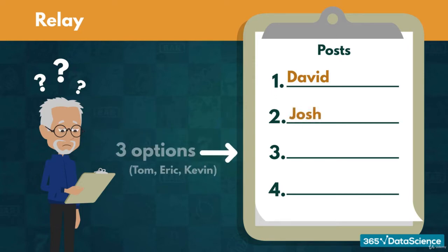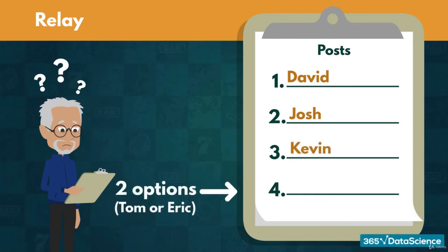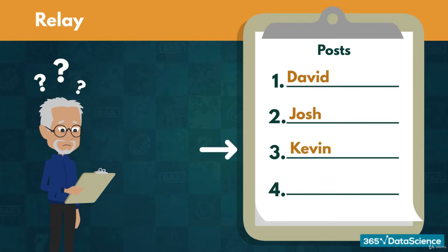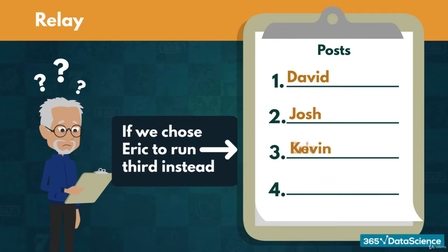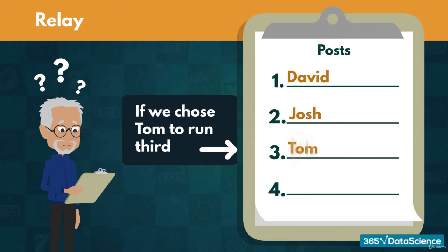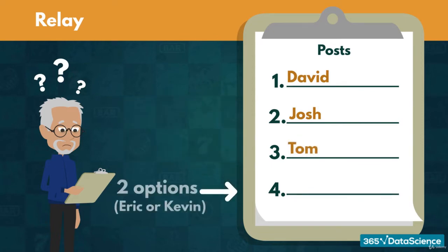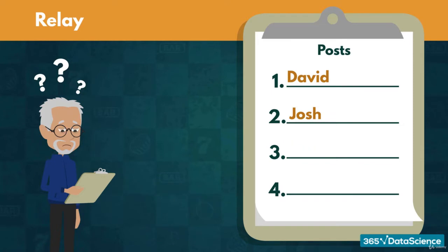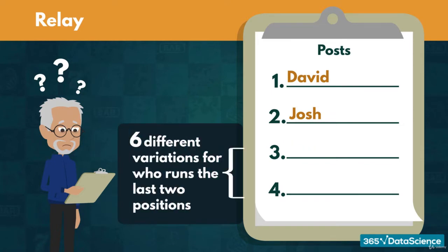That leaves us with only 3 options for who runs third: Tom, Eric, or Kevin. Now, if we pick Kevin, then we know one of either Tom or Eric finishes the race. Not surprisingly, if we chose Eric to run third instead, we once again have 2 choices for who runs last: Tom or Kevin. Finally, if we choose Tom to run third, we would have 2 options available: Eric and Kevin. This means we can have 6 different variations for who runs the last 2 positions if we have chosen David and Josh to run first and second, respectively.